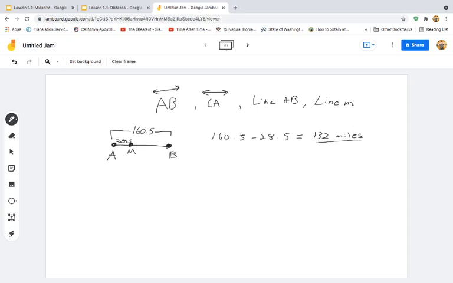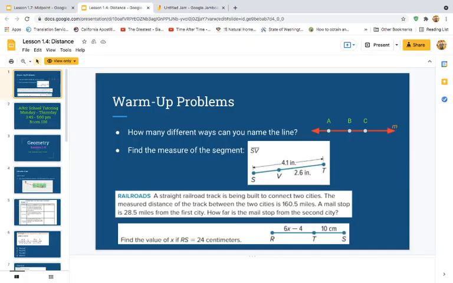Okay, that's all there is to that. Not too bad after you draw a picture. Lastly, we want to find the value of x, the variable here. RS, the whole thing, is 24 centimeters. In the figure, between R and T it's 6x minus 4, and between T and S it's 10 centimeters.